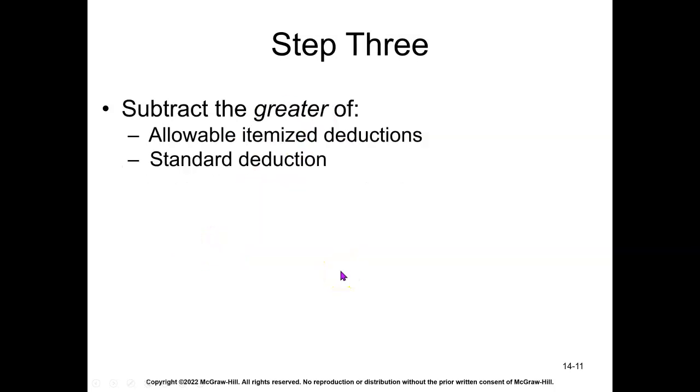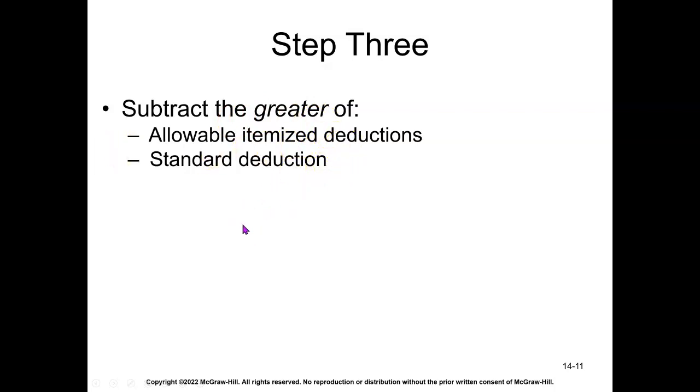So that's step 2. Step 3, so as I mentioned, you subtract the greater of your allowable itemized deductions or your standard deduction. So each year you get a standard deduction amount depending on your filing status. And then you also add up what's allowable as individual deductions that you've had. And then you're going to make a comparison. Either your itemized deductions, what you kept track of, add up to more, or your standard deduction. The key is you get the greater of the two. You do not get both. You get the greater of the two.